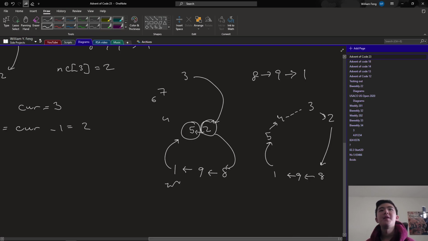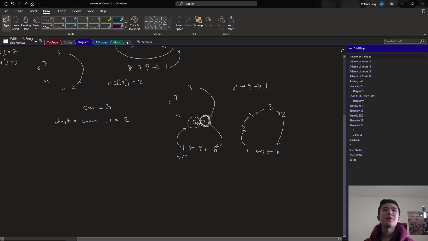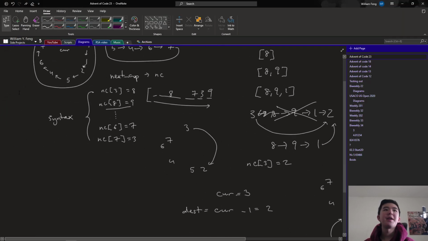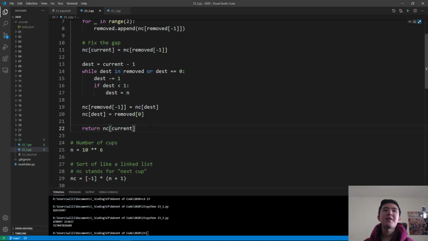So for example, our destination cup is 2. We want to set the next cup of 2 to be equal to 8, just to insert it properly in there. After that, we can just return the next current cup, which is just the cup that is immediately clockwise of our current cup, which is just the next cup of our current cup.